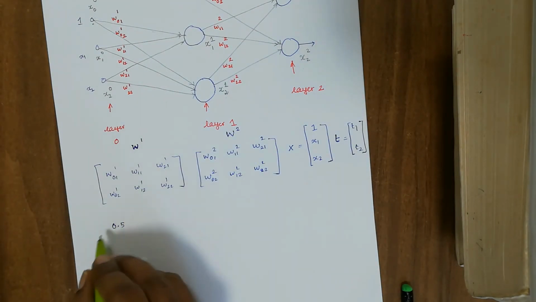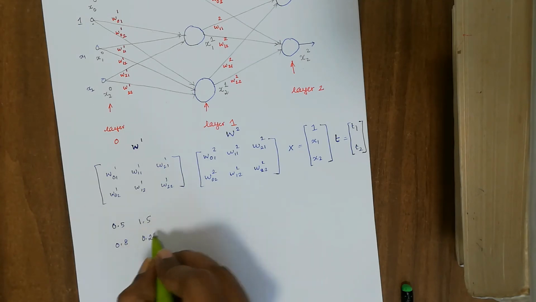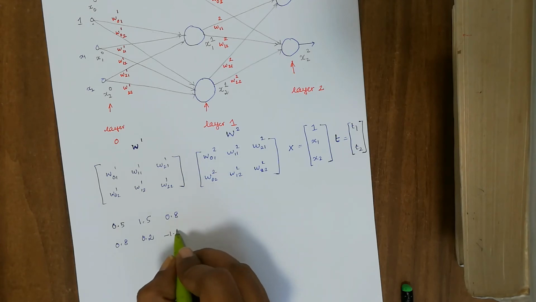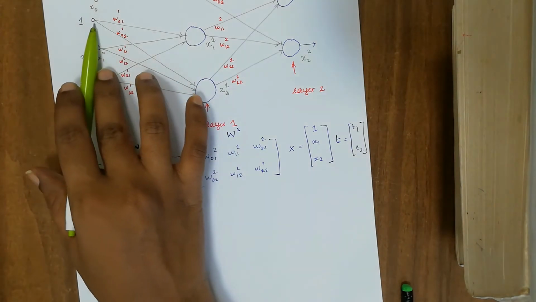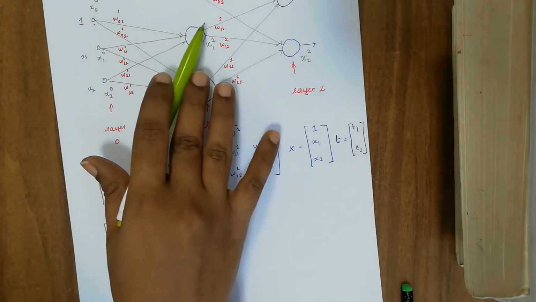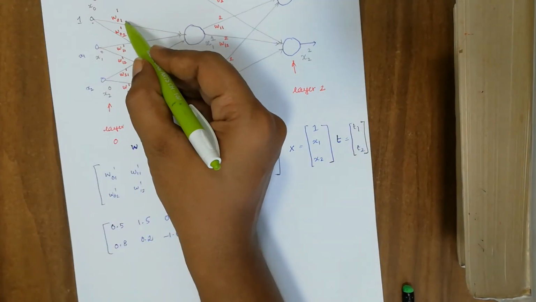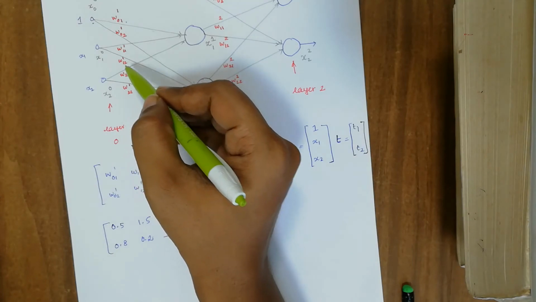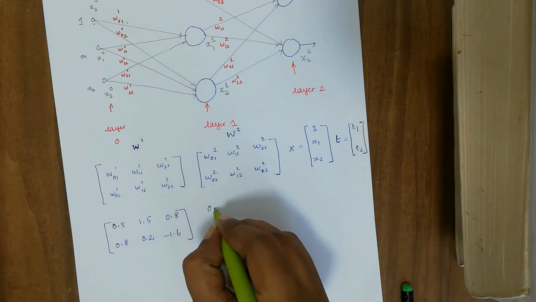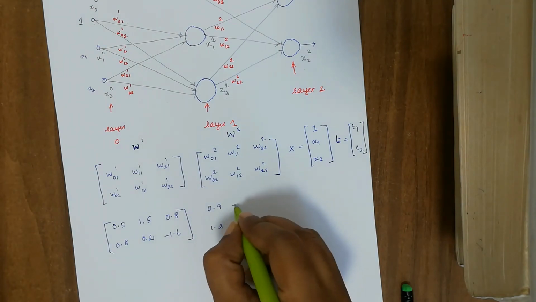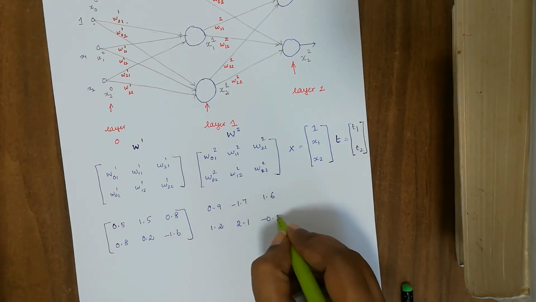Values of these weight vectors: 0.5, 0.8, 1.5, 0.2, 0.8, minus 1.6. Okay, these are the values connecting from the 0th layer to the first layer. So 0.5, 0.8, 0.5 is nothing but this value, 0.8, 1.5, 0.2, 0.8, and then minus 1.6. Similarly, all these values I can write in this matrix form: 2.1, 1.6, and then minus 0.2.